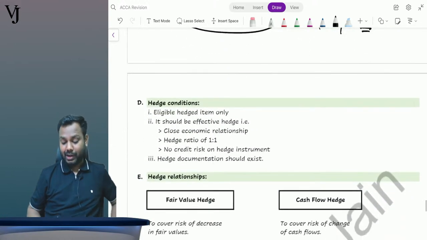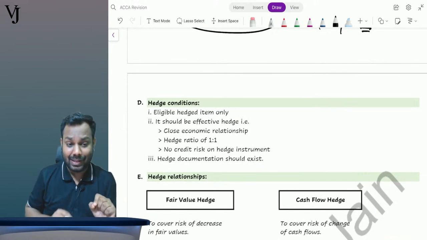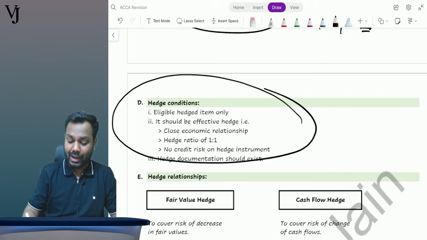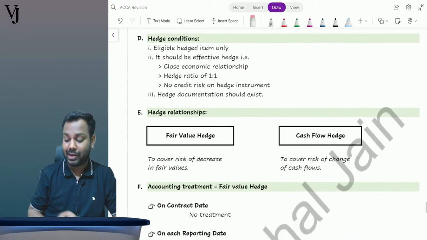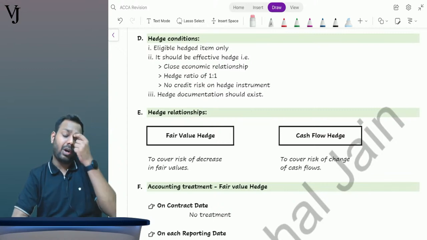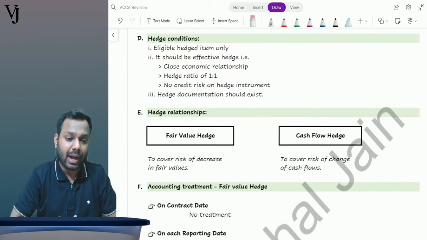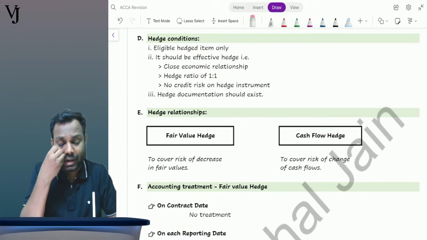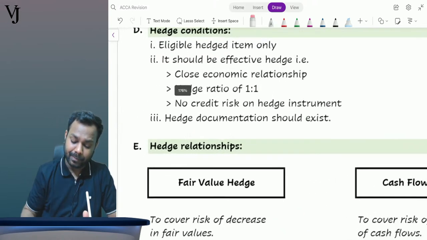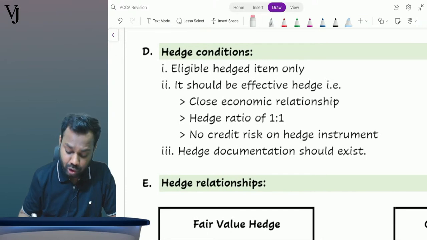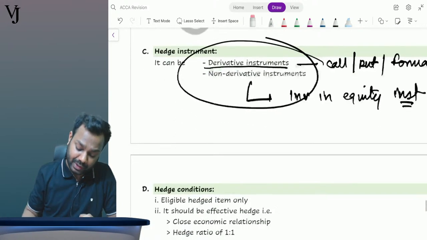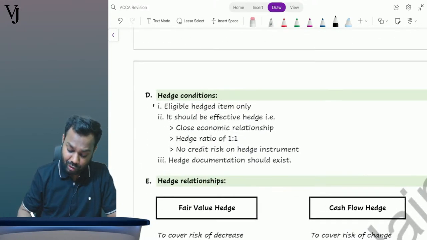Now, hedge conditions. Now understand. I can apply hedge accounting only if I satisfy these hedge conditions. If I don't satisfy the hedge conditions, I will not be able to apply hedge accounting. So to apply hedge accounting, I have to satisfy these hedge conditions. What are the hedge conditions? The hedged item should be one of these and not anything else. Also, it should be an effective hedge only.